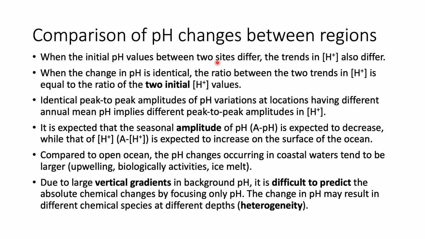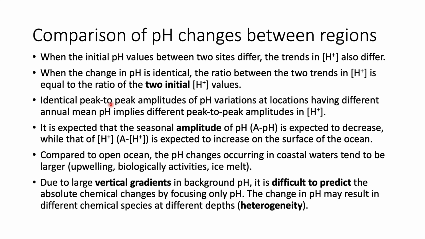Another major thing we see is the pH change between regions. Even though we say the ocean pH is X or Y, it actually changes from region to region. When the initial pH values between two sites differ, the trend in hydrogen ion concentration also differs. This we already know. When the change in pH is identical, the ratio between the two trends of hydrogen ion concentration is equal to the ratio of the two initial hydrogen ion concentration values. So if you are going to compare two regions, we need to know the starting pH at both places, and then the change that is happening in each.